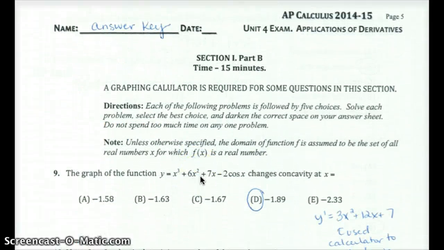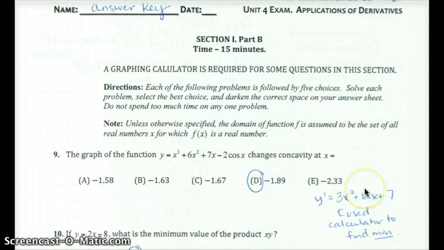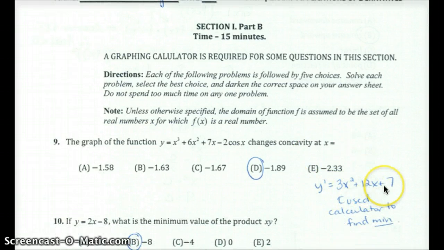Question 9 on the test said the graph of this function changes concavity at blank. The best possible way to do this would be to put this function into your graphing calculator to get a sense for the concavity change. Now, since you can't actually calculate the concavity change directly, I would then put the first derivative function in. A function's concavity changes when the first derivative goes from increasing to decreasing or from decreasing to increasing. In other words, where the first derivative has a max or min.